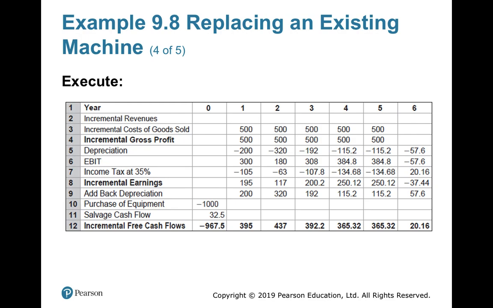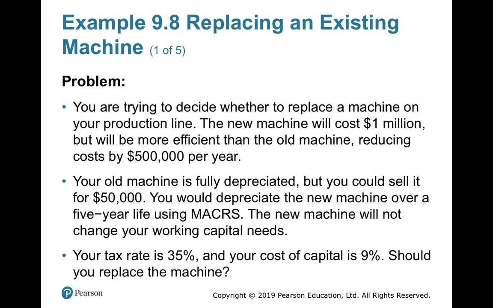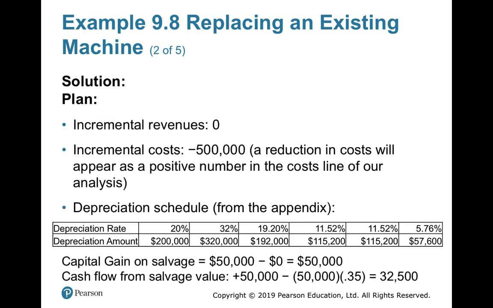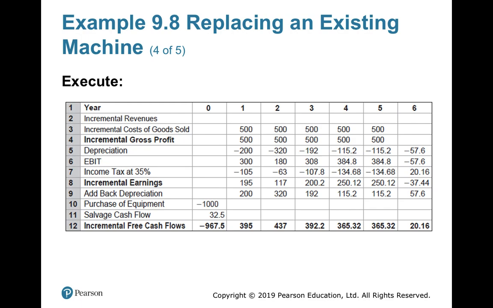Second adjustment, purchase of equipment or initial investment. You have to spend 1 million for buying this equipment. So year 0 minus 1 million. Third, change in the net working capital. In the question, it is given clearly that it doesn't need any working capital. Read it. The old machine is fully depreciated, and the new machine will not change your working capital needs. Second paragraph, last line. That means no additional working capital required. Therefore, no working capital adjustment required here.